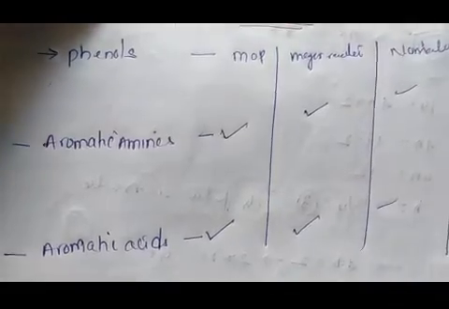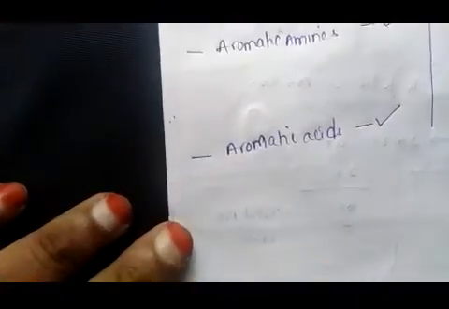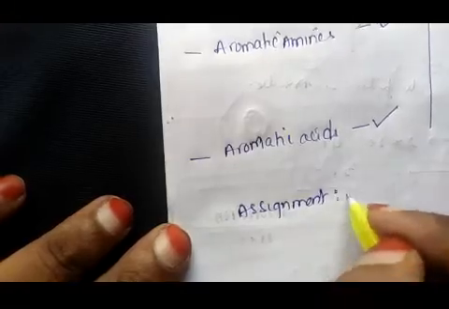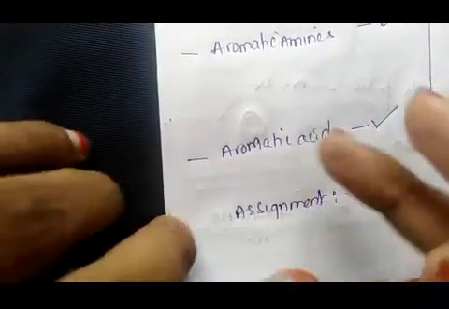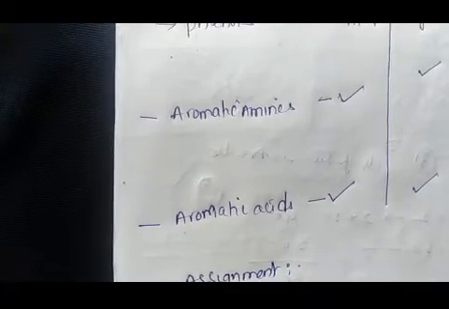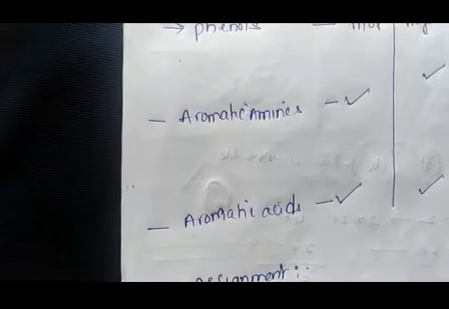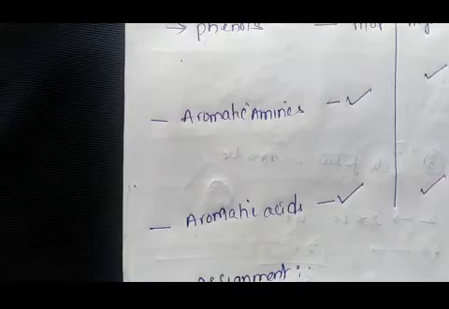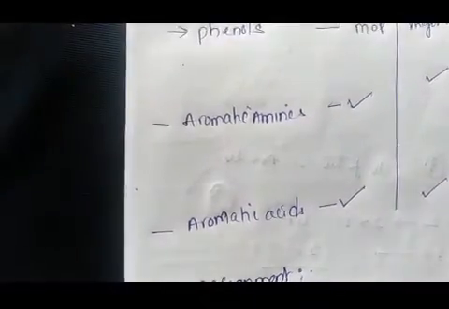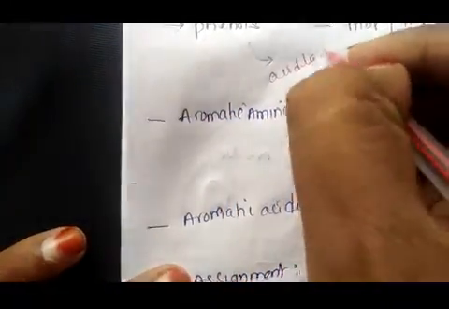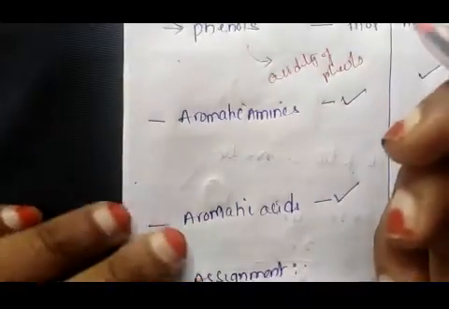In this unit we have to write assignments. Coming to the syllabus, we have to study the functional groups phenols, aromatic amines and aromatic acids: the method of preparation, major reactions of each functional group, nomenclature, structure and characteristic reactions. Like for phenols, we have to study the acidity of phenols.